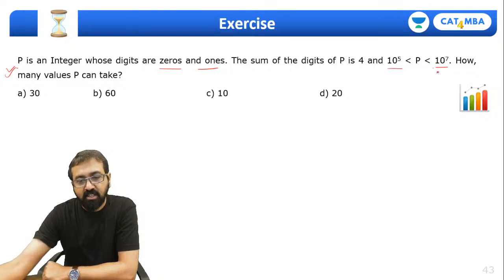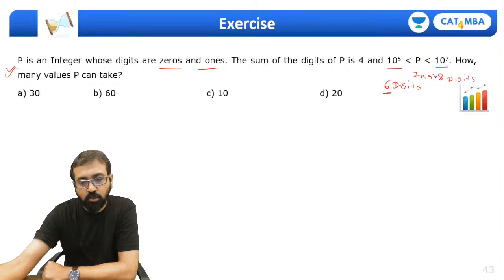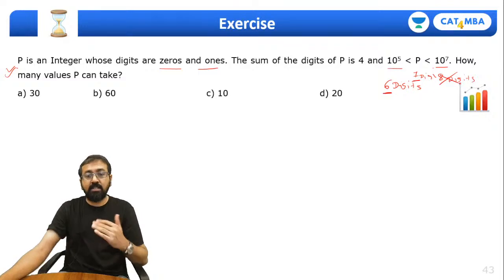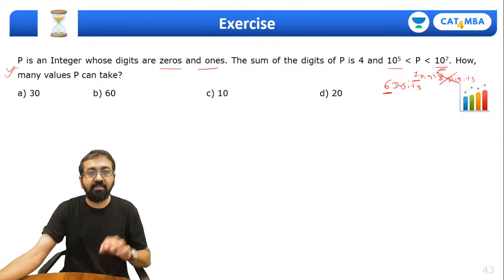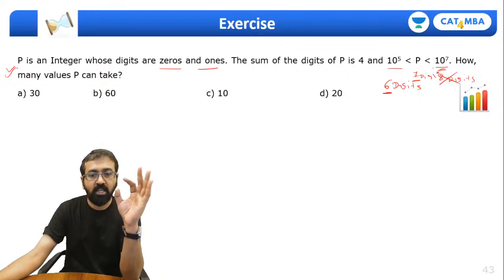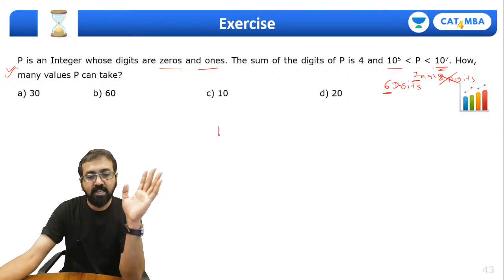Can I say 10 raised to 7 has 8 digits? And 10 raised to 5 has 6 digits. So P will have either 6 digits or 7 digits. Yes or no? It can't have 8 digits because it's less than this 8-digit number. 10 raised to 7 is the minimum 8-digit number. So P will have 6 digits or P will have 7 digits.